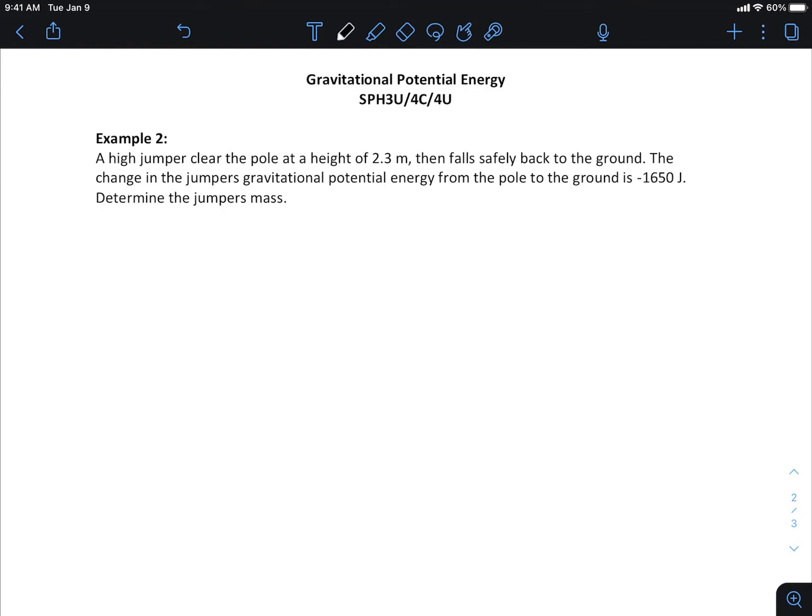It's negative because we're measuring from the point in time that the jumper was just over the bar until they fell down to the mat. So they went from a high potential to a lower potential, right? High height to low height. And so we're going to see a decrease in the amount of potential energy. That's why our number is negative, right?